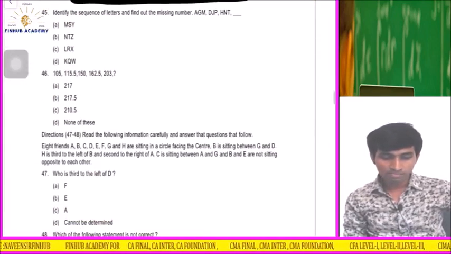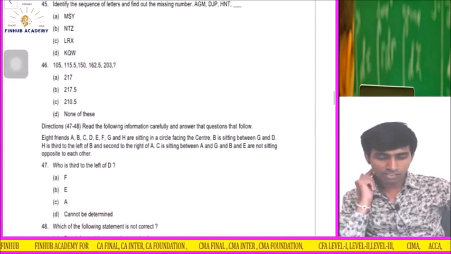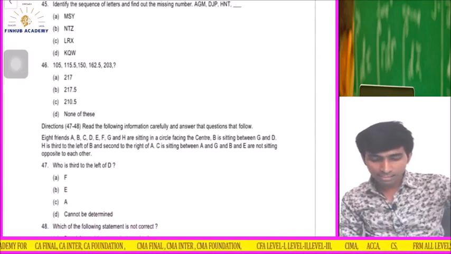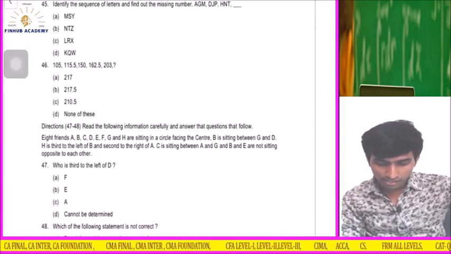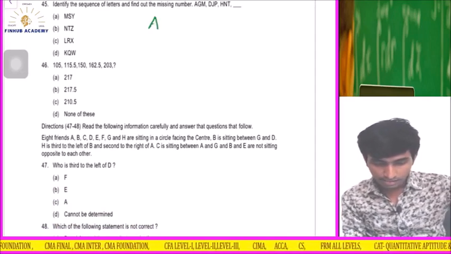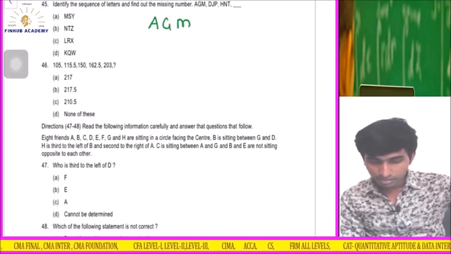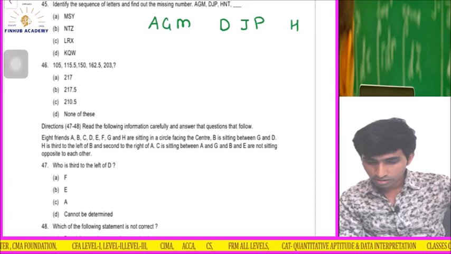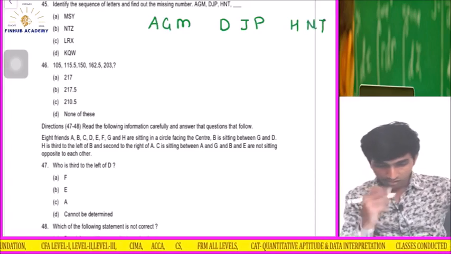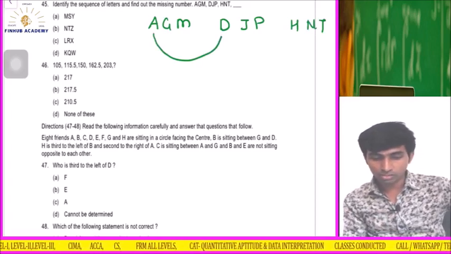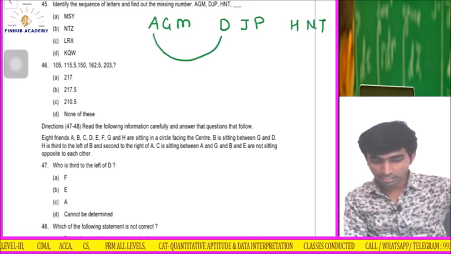Simple. Identify the sequence of the letters and find out the missing one: A, G, M, D, J, P, H, N, T. From here to here, they have identified the sequence of the letters. Okay, find out the missing one. That is the last one.